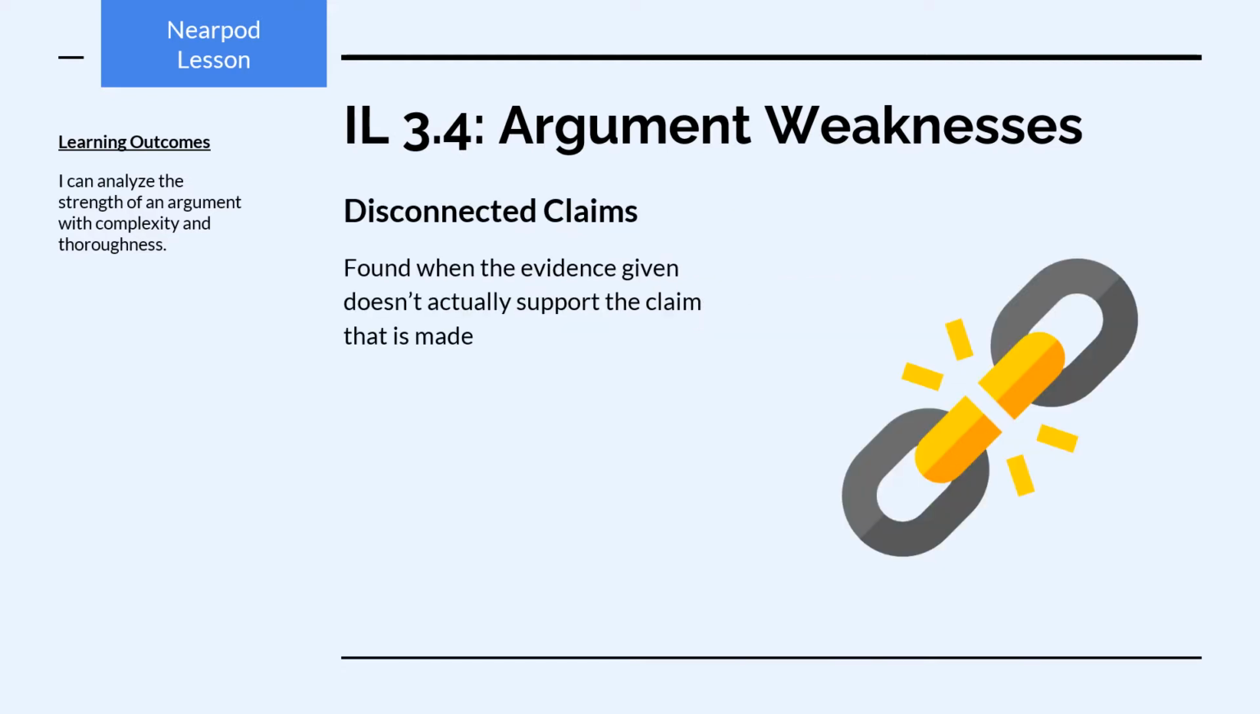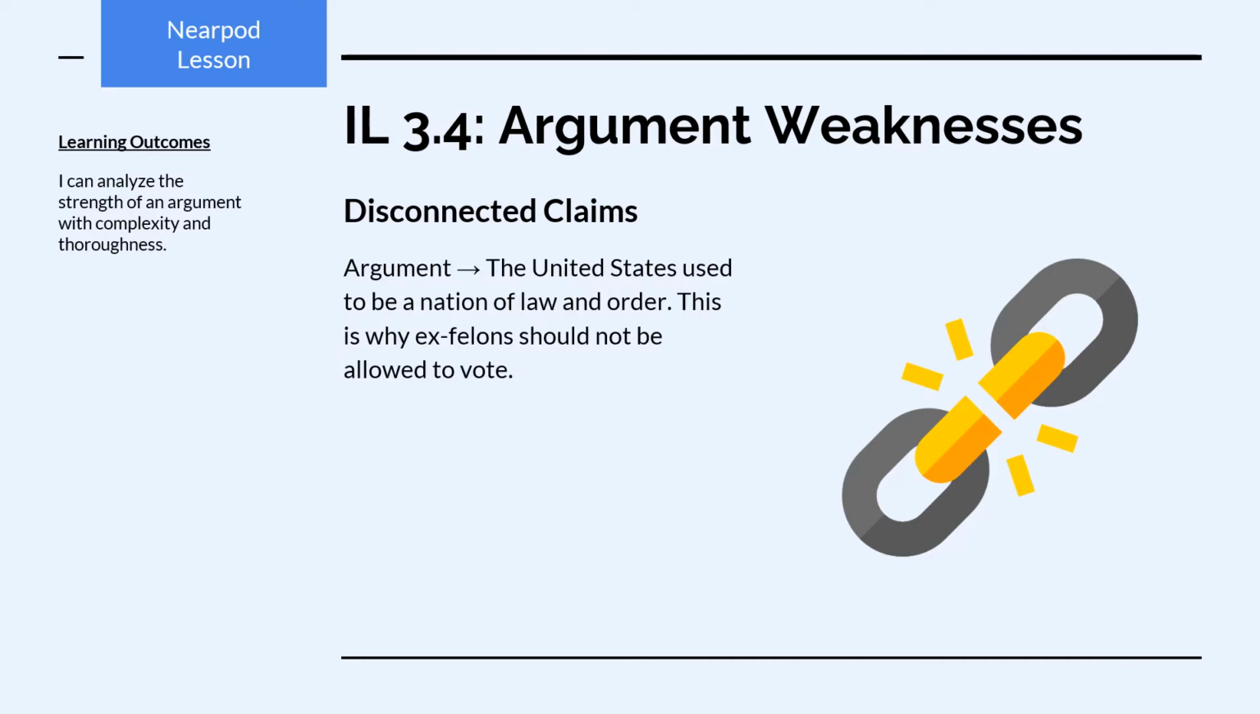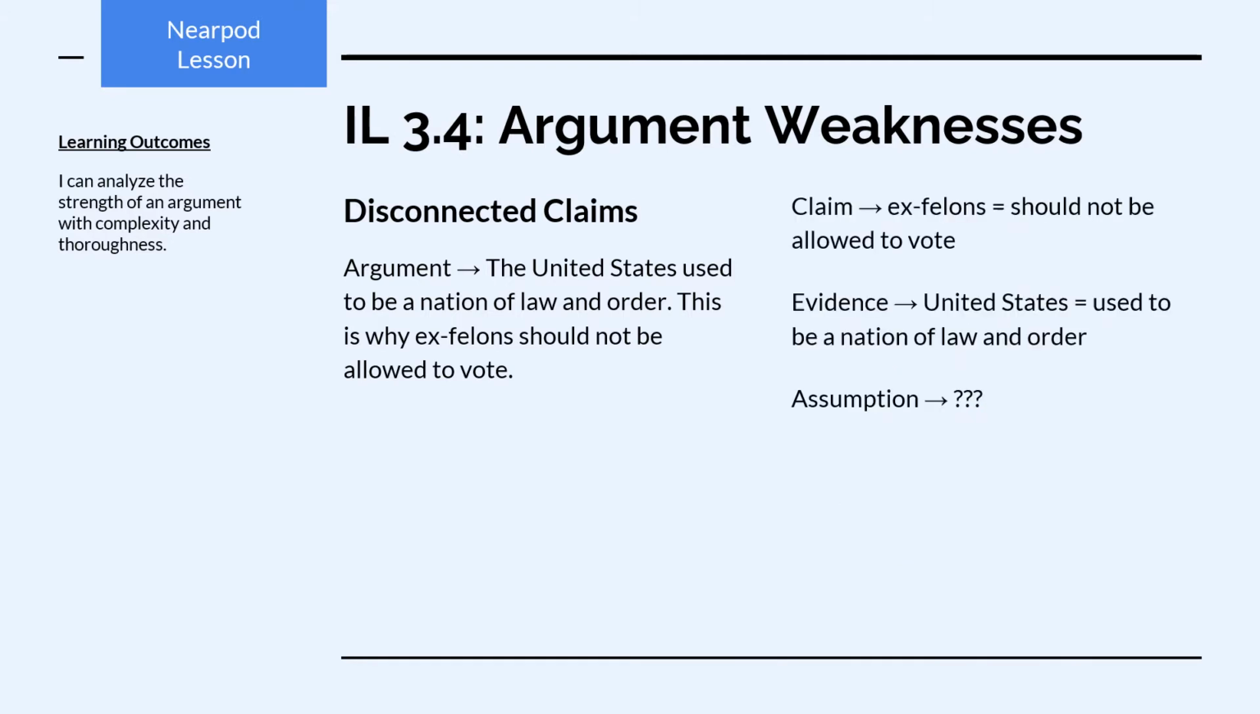Let's begin with disconnected claims, which are found when the evidence given doesn't actually support the claim that is made. For example, if I were to make this argument that the United States used to be a nation of law and order, this is why ex-felons should not be allowed to vote. My claim here is that ex-felons should not be allowed to vote, or ex-felons equals should not be allowed to vote, and my evidence is that the United States used to be a nation of law and order, or United States equals used to be a nation of law and order.